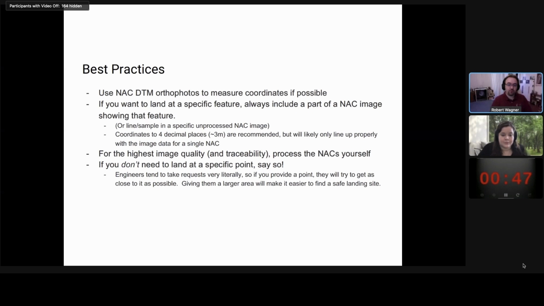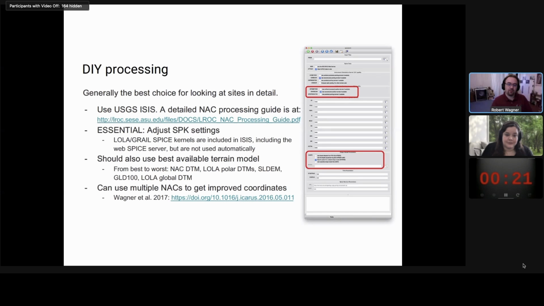And if you don't need to land at a specific point, say so. Engineers are very literal minded. If you provide coordinates to 4 decimal places, they will try to land at those coordinates to 4 decimal places, no matter what. Even if you only need to land within a kilometer of the place, say so. They'll be happy to land somewhere in that kilometer. So yeah, next slide.